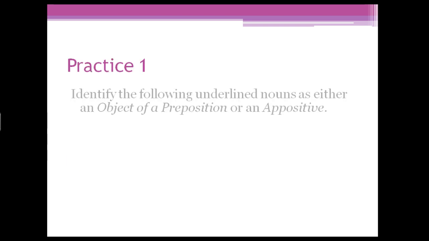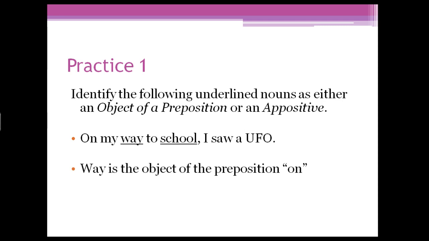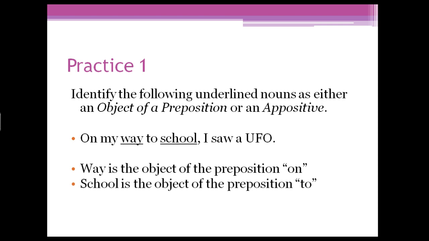Our first practice. Identify the following underlined nouns as either the object of a preposition or as an appositive. On my way to school, I saw a UFO. Underlined nouns are way and school. Way is the object of the preposition on. On what? On my way. Way finishes the idea started by on. School finishes the idea of to where? To school. So to is a preposition. School is the object of that preposition.